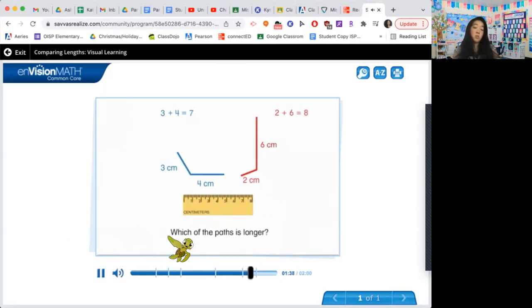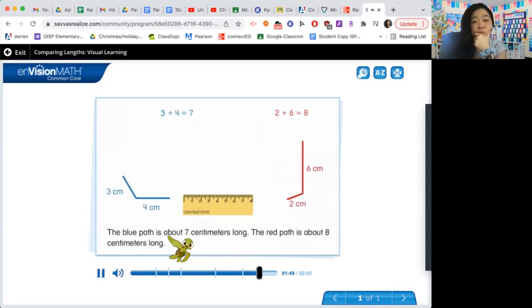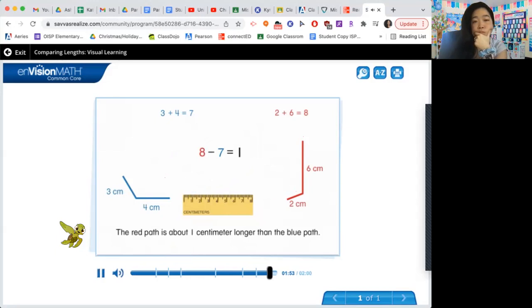Which of the paths is longer? You can subtract to compare lengths. The blue path is about 7 centimeters long. The red path is about 8 centimeters long. The red path is about 1 centimeter longer than the blue path.